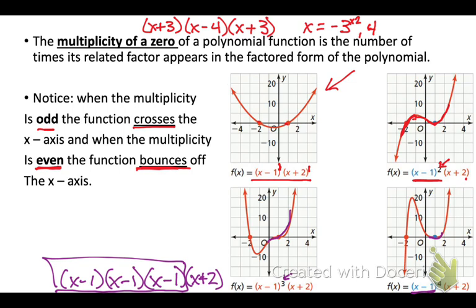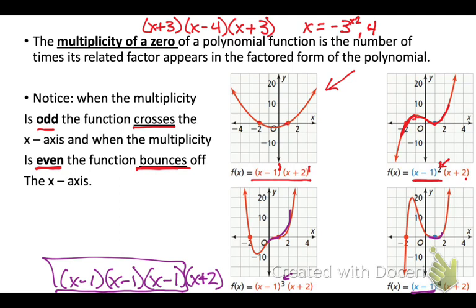So, even multiplicities, what does the graph do? Bounce. Odd multiplicity, what does it do? Crosses it. Multiplicity comes from the number of times you see the factors when you factor. So this x minus 1 squared, the factor occurs how many times? Twice. x minus 1 cubed, the factor appears what? 3. Make sense? Yes.